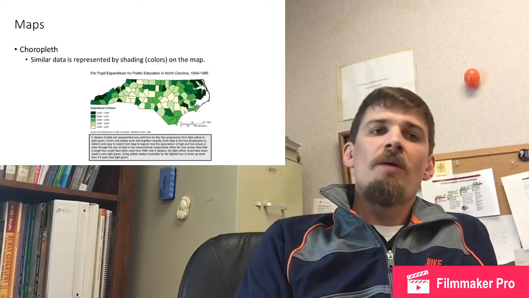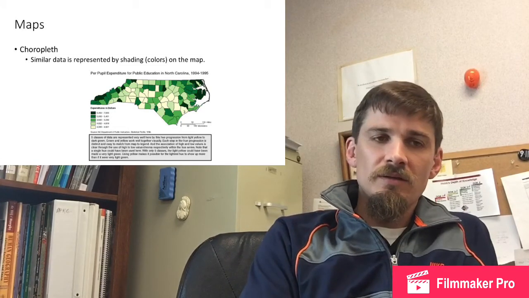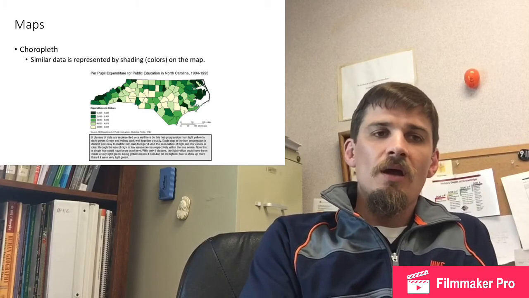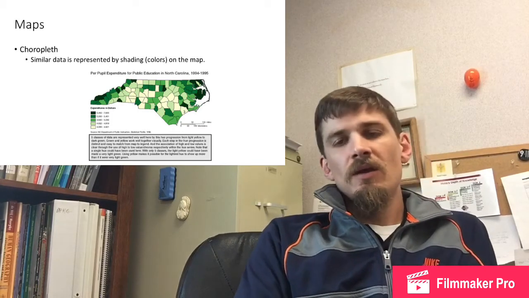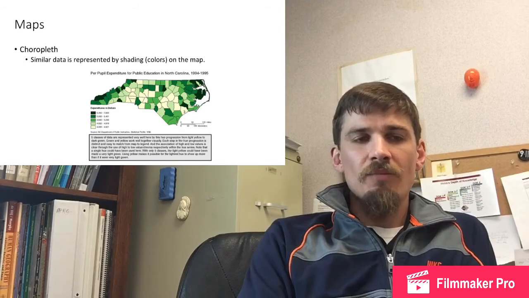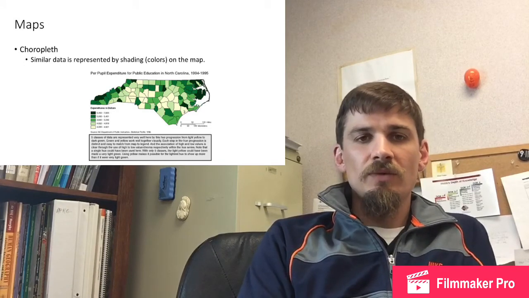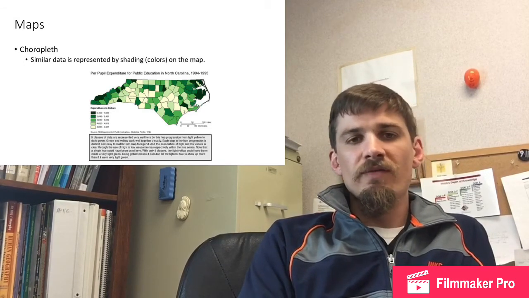Generally speaking, what's going to happen is the lighter the shade, the less the value, the higher the shade, the greater the value. So the idea here is it's supposed to show you pretty easily, and your eye is supposed to be able to catch it really easily, what's happening more often in a particular area on the map.